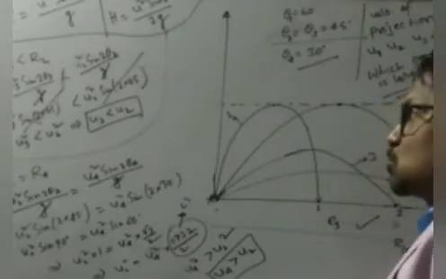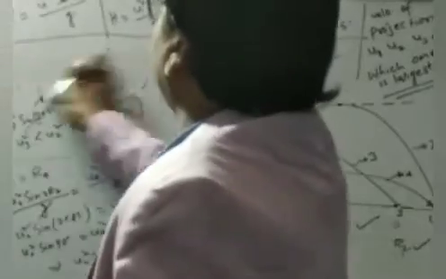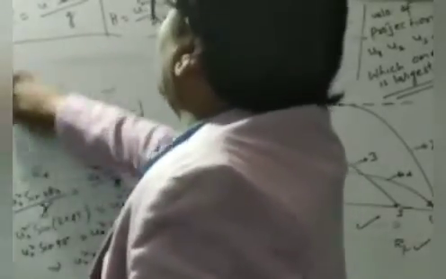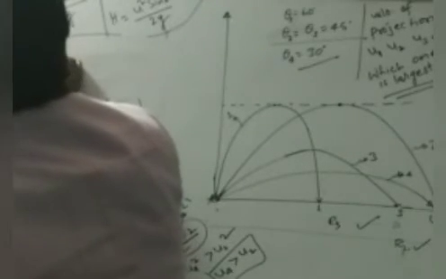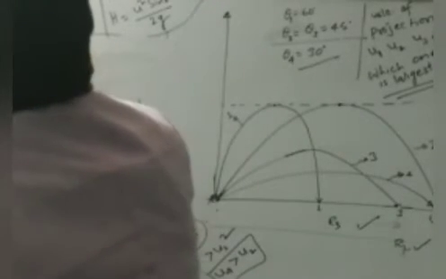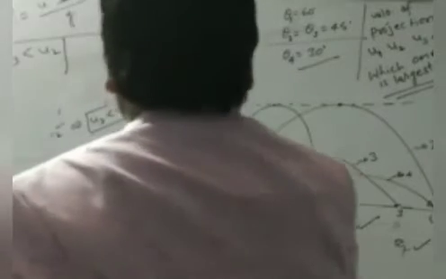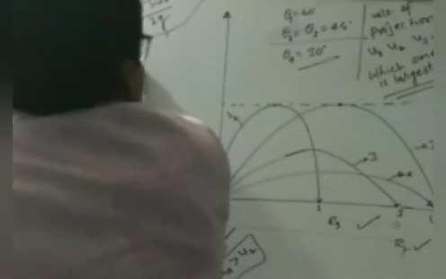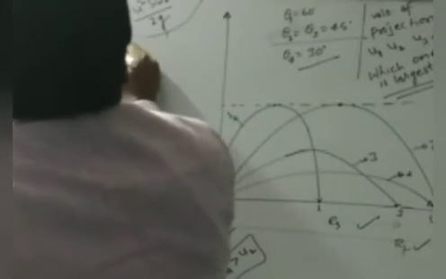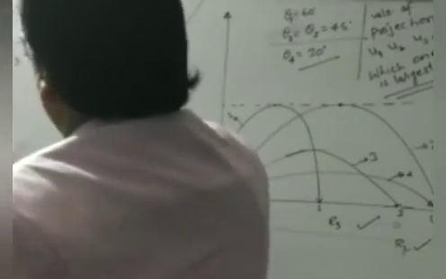Okay, so I am just rubbing out this portion. So this is basically u3 is less than u2, and u4 is greater than u2. Okay dear, so what is the final?